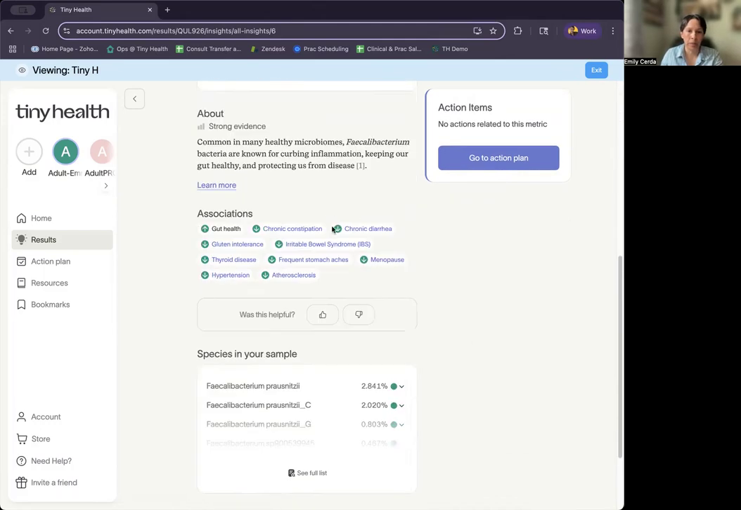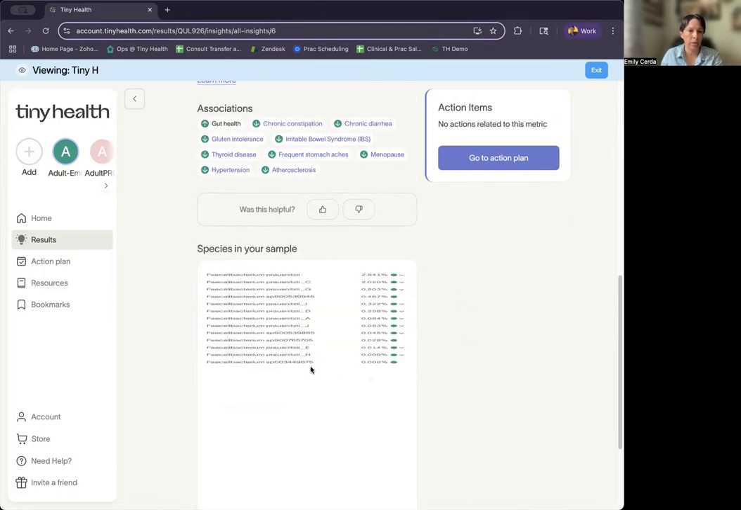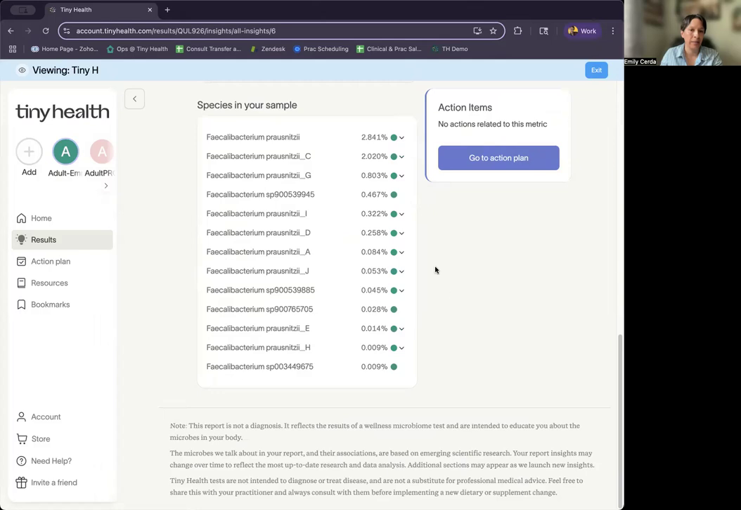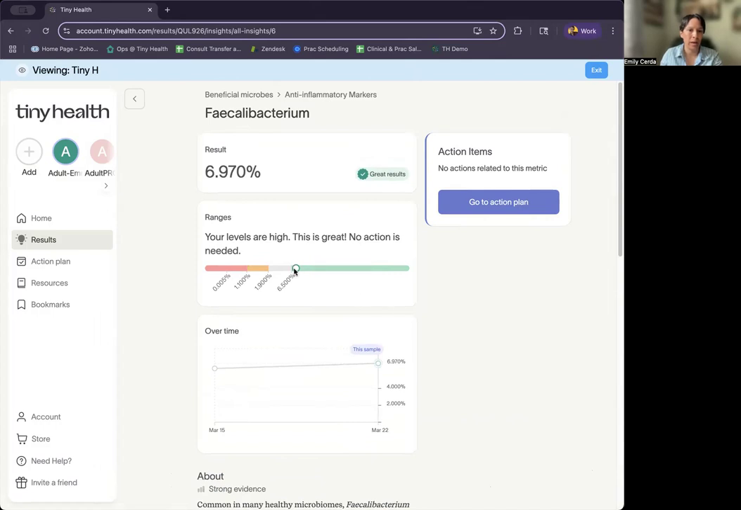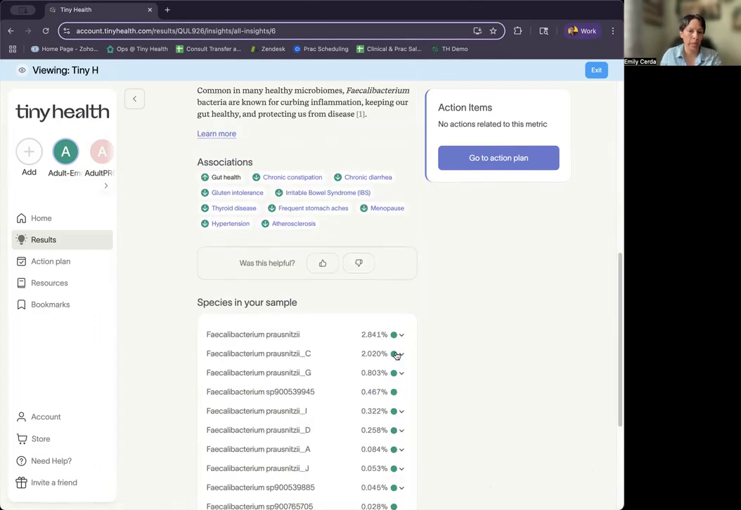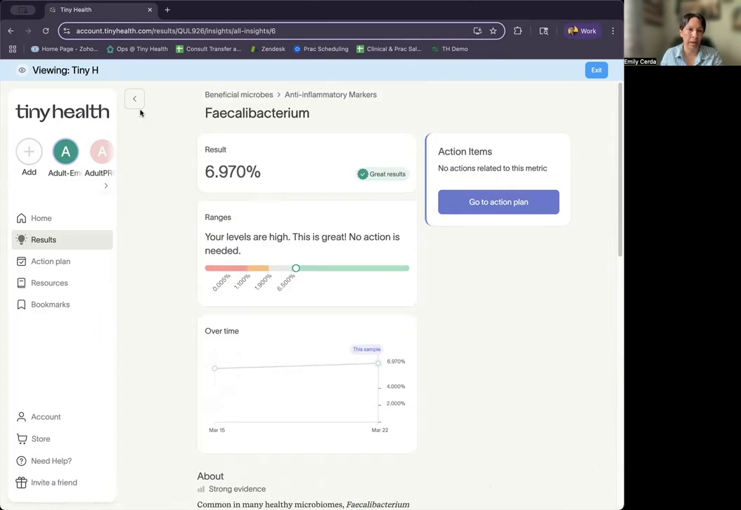Okay, scrolling down, we can see the associations and look at the great diversity here. So that is just what we want to see. And you'll notice there's no top level. It's not like you're going to have too much Faecalibacterium, at least the genus. You could always have, let's say, one of these strains grew too big by itself, then it might be called out, but I rarely see that happen.